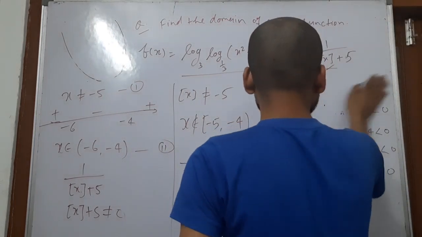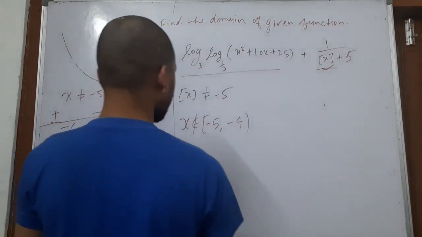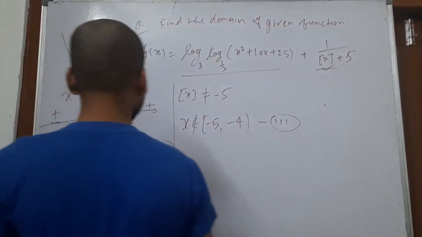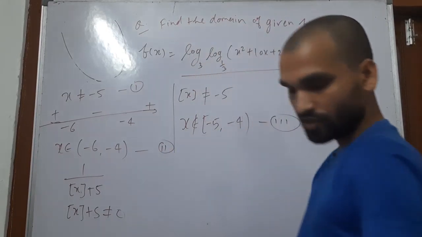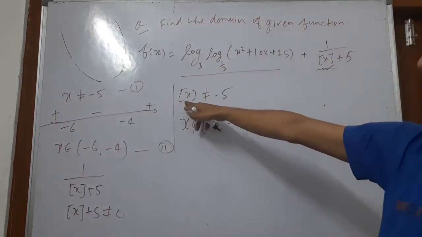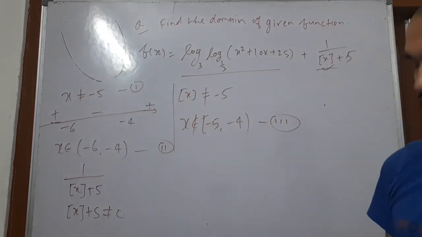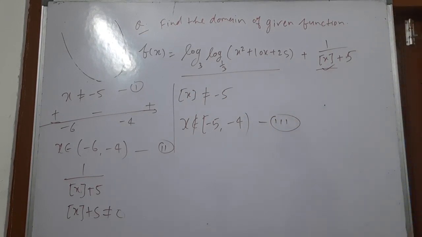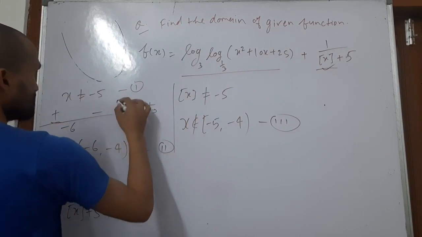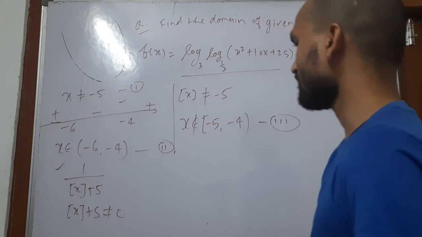Okay students, this is our relation number 3. Now 1, 2 and 3. Greatest integer is not equal to minus 5, so here it will also be not equal to. Now if we join all results, we should draw all conditions on the number line.